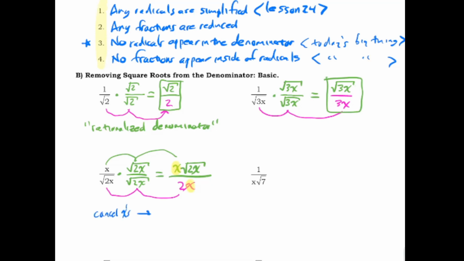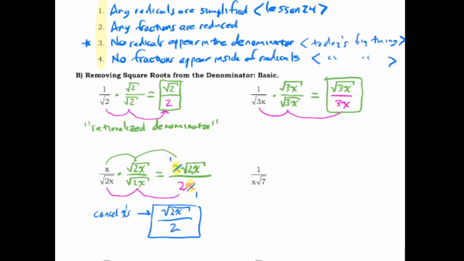So we end up really with, that x cancels, becomes like a 1. This becomes like a 1, right? So we end up with just square root of 2x on the top and just a 2 on the bottom. There we go. So remember to always reduce your fractions, always.